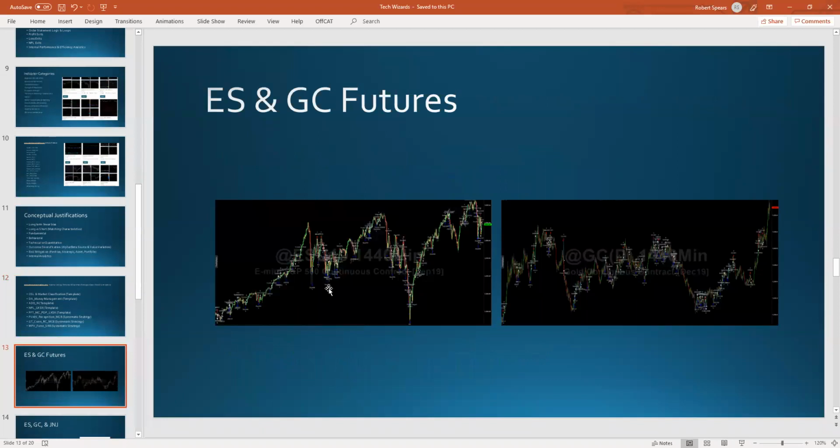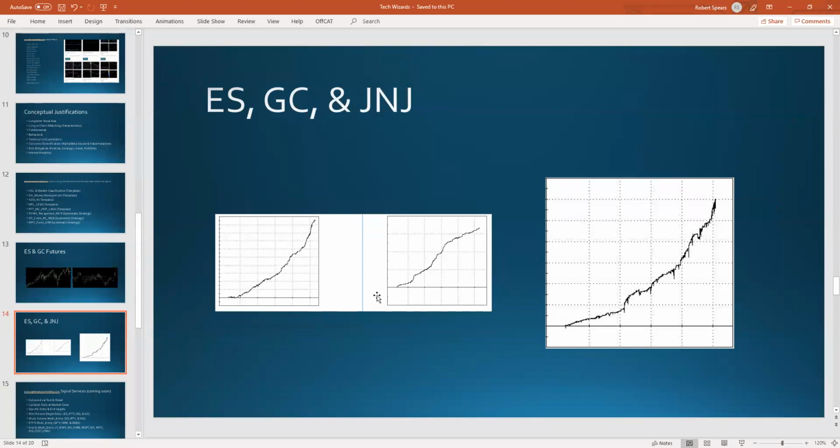And so here are some executions of some of these concepts on ES and GC futures. I apologize for the screenshot. I couldn't really zoom it in very much closer than that. But here are some of the performance results for ES, GC, and Johnson & Johnson.